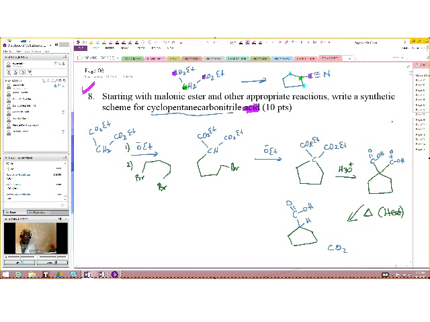Now, what do we need to do now? Keep in mind, this is what we want to come. Okay, what do we need to do now? DCC and ammonia. Okay, very good. DCC and ammonia.